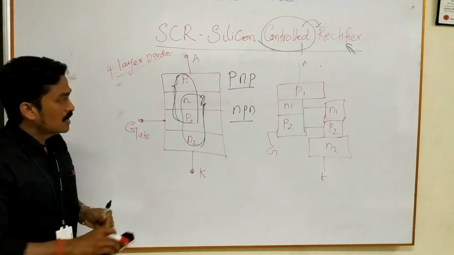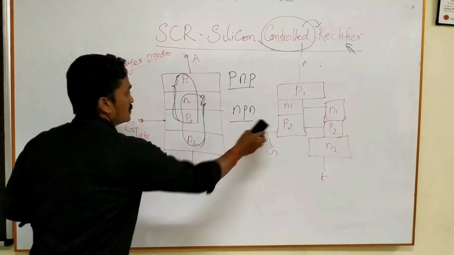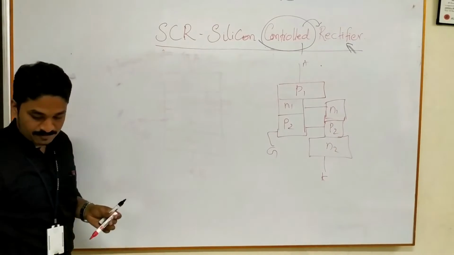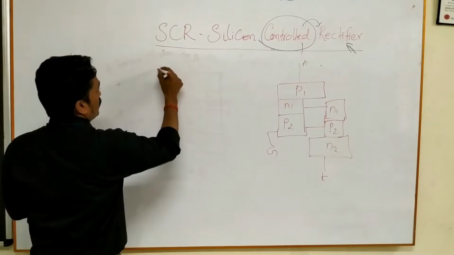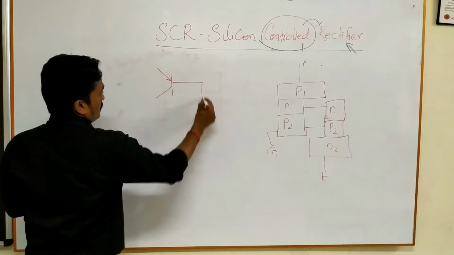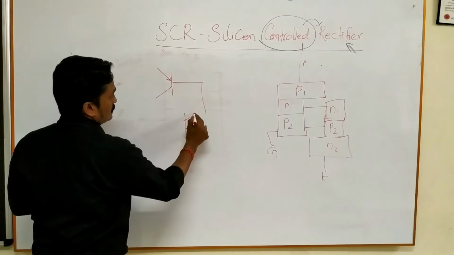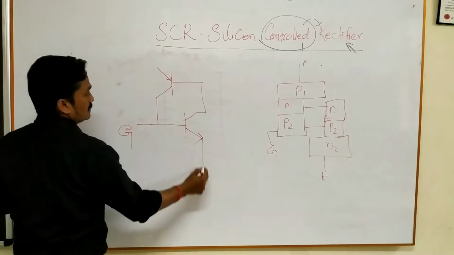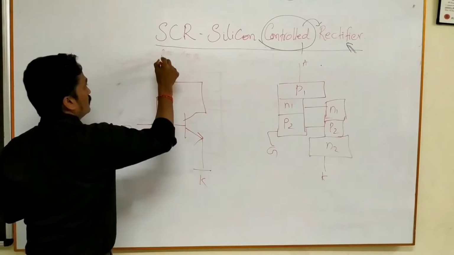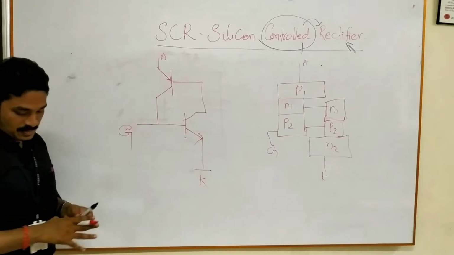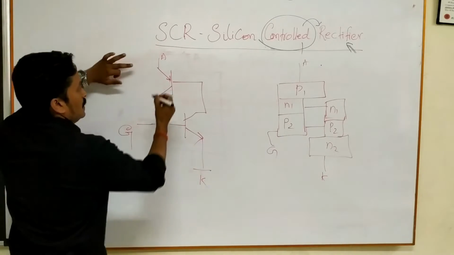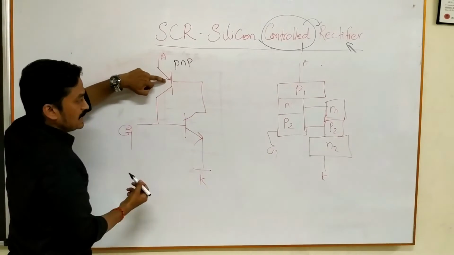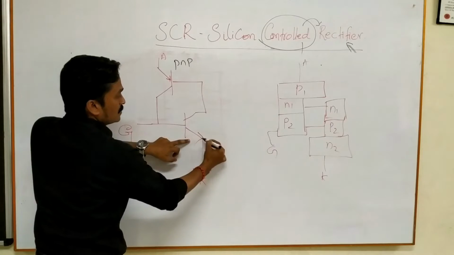If you want to draw this in terms of transistors, with the help of the transistor model, it can be drawn something like this. This is your gate, this is your cathode, and this is your anode. Now see here, this is the PNP transistor, so the arrow mark is going inside, and this is the NPN transistor, so the arrow mark is coming outside.